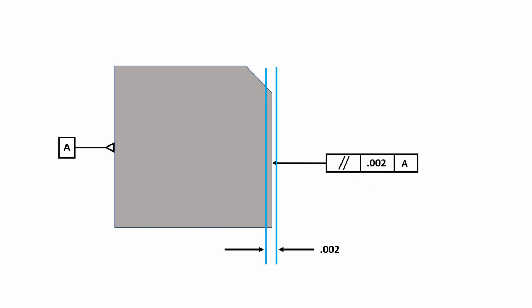Parallelism is the condition of a surface that is equidistant at all points from a datum plane. A parallelism tolerance for a flat surface specifies a tolerance zone that is defined by two planes or two lines, shown here in blue, that are parallel to a datum plane, shown here as datum A. The line elements of the controlled surface must be within this parallel tolerance zone in order to achieve the tolerance.